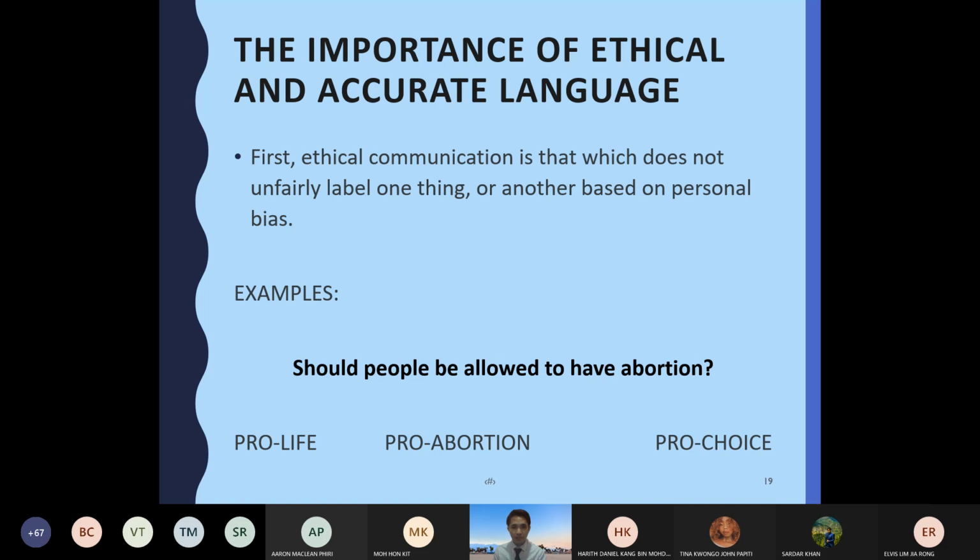Okay, let me just ask you briefly. Should people be allowed to have abortion? What do you think? Yes or no? Or do you have somewhere in the middle, maybe or depends? Okay, Jamil said no. Uzma said depends. Aiden said yes.